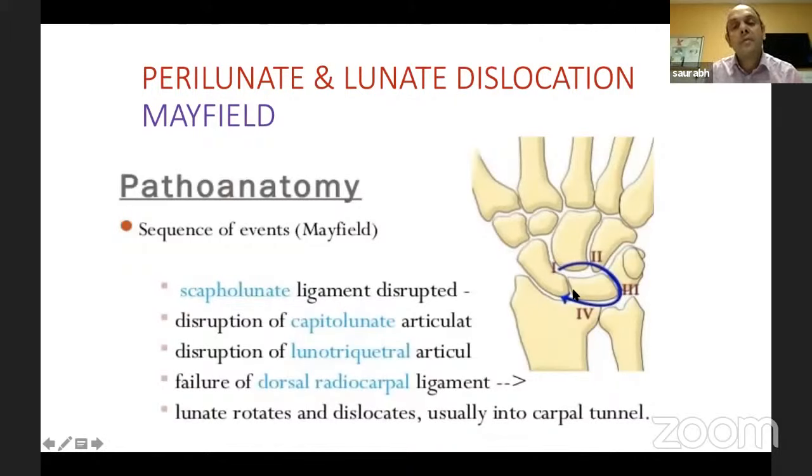So we all know type 1 is scapholunate. Then your force. Remember, force always comes from the radial styloid and travels towards the ulnar styloid. So scapholunate, then the force goes through the capitolunate joint, then comes out through the lunotriquetral, if you like. And then finally, this is the stage when the whole carpus dislocates dorsally. The lunate is still sitting in the lunate fossa. And then if this force was to travel further, it'll take off the dorsal radiocarpal ligaments. And that's when the carpus goes back, hits the lunate, and it comes out in the front.